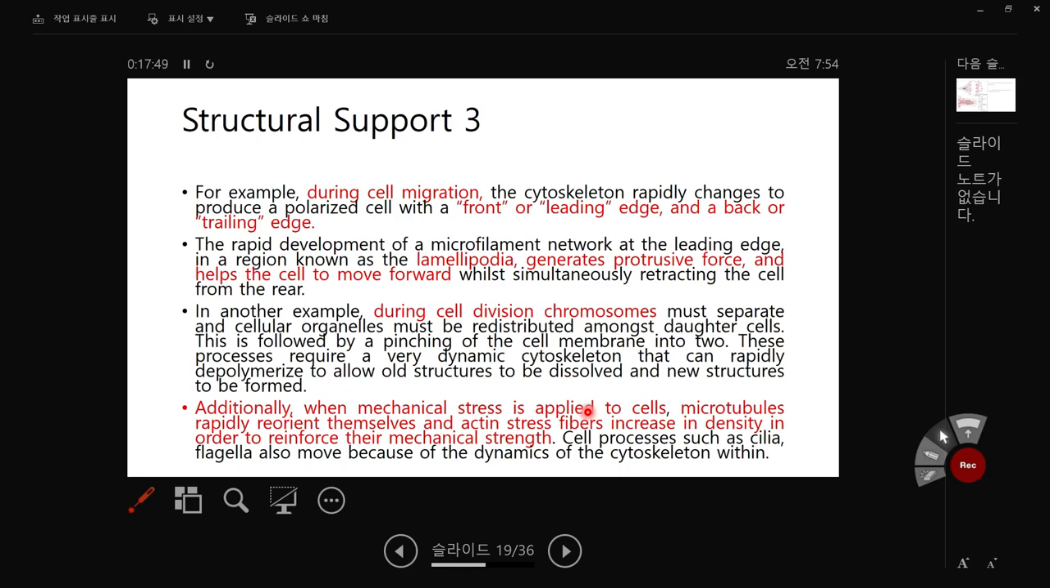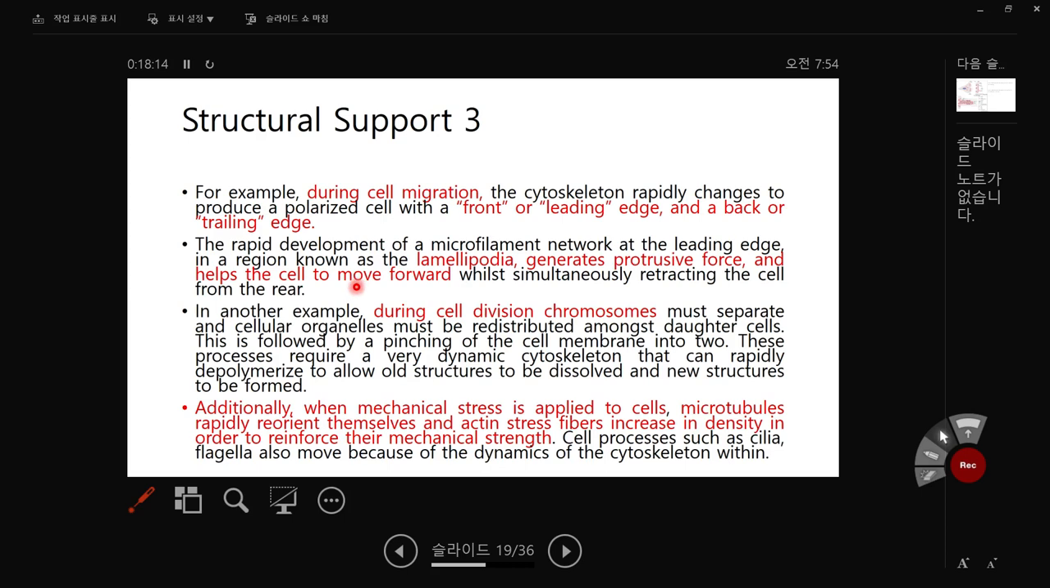So for example, during cell migration, the cytoskeleton rapidly changes to produce a polarized cell with a front or leading edge and a back or trailing edge. So when you have a cell going this way, this right side we can call the leading or front edge. This back side we can call the back or trailing edge.